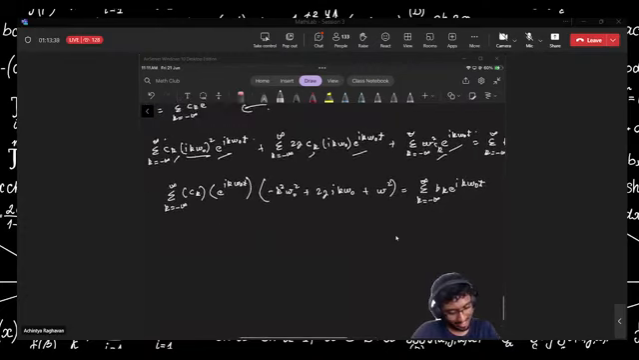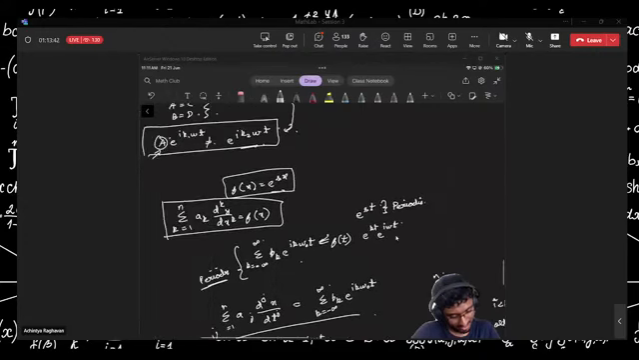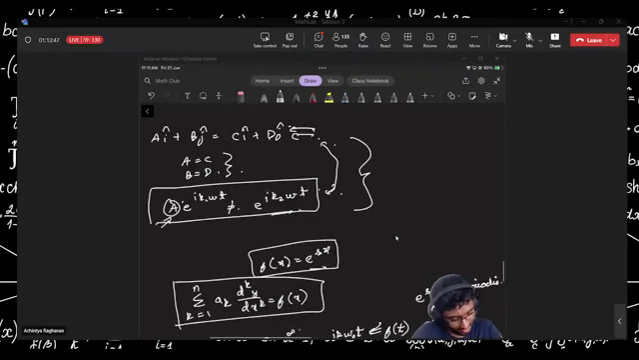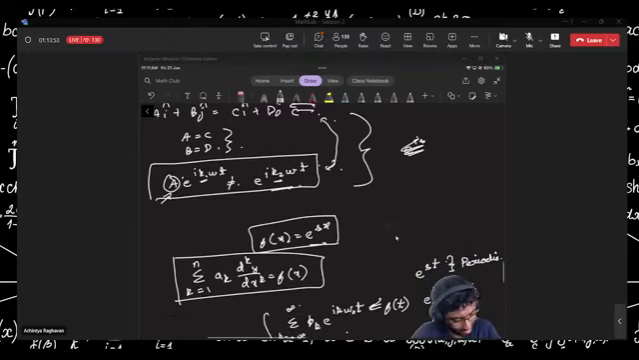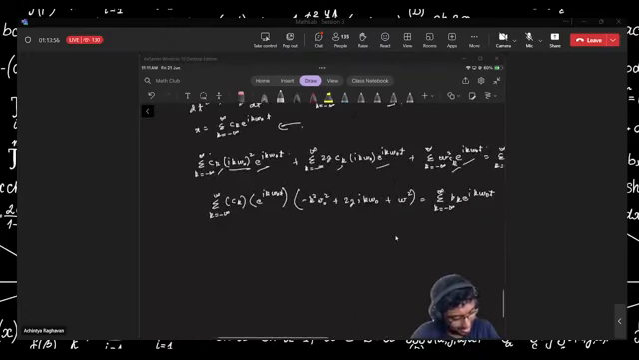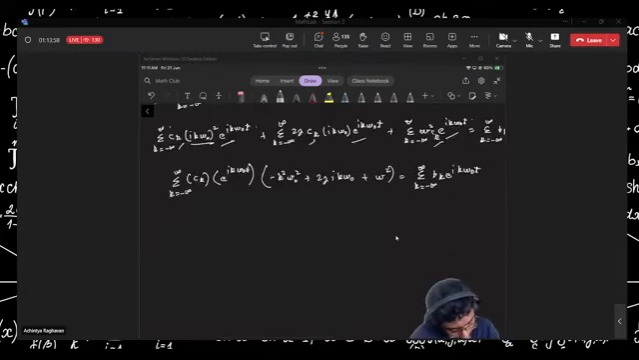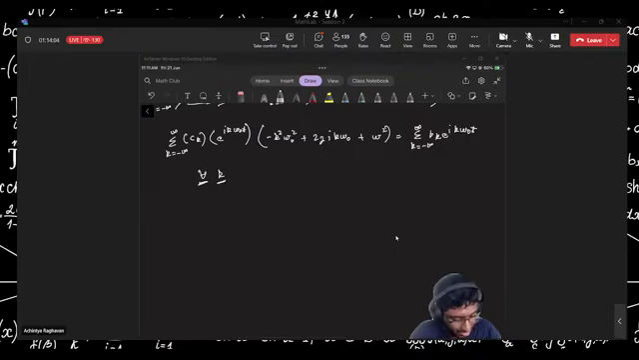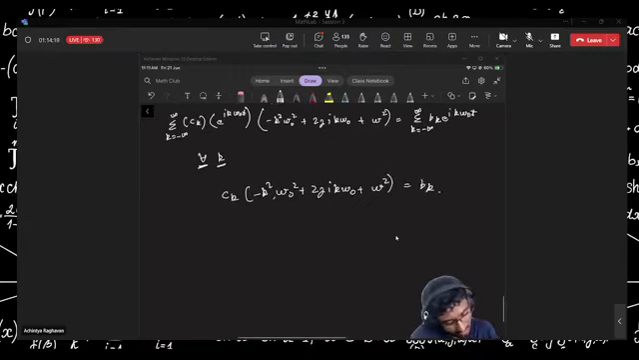So now a trick comes in handy. Remember we looked at this thing. If you have different exponential frequencies like k1 and k2, then we can just equate the coefficients. The same thing happens here. So we can just equate the coefficients. So we can say for all k, this is the for all symbol, meaning for every single k: ck times minus k square omega naught square plus 2 gamma i k omega naught plus omega square is equal to bk. This is true for all k.